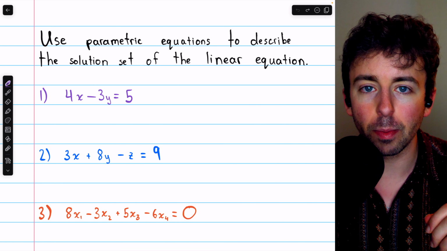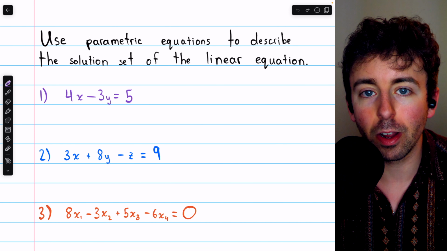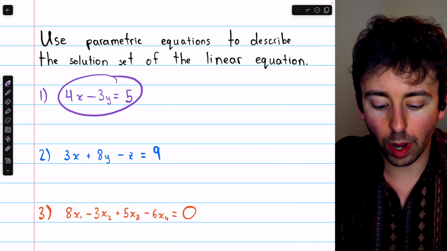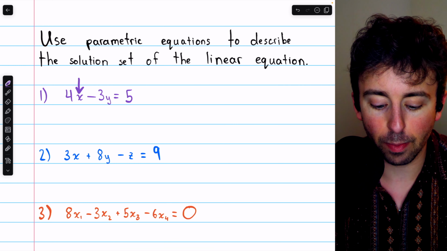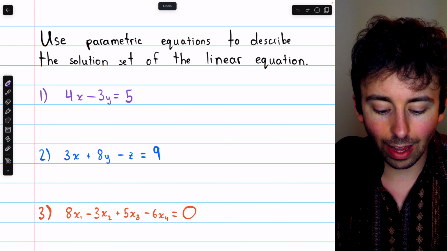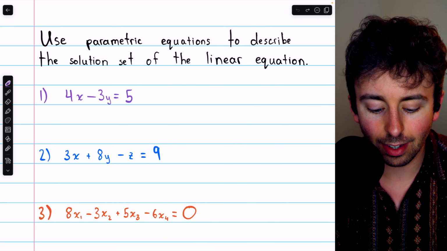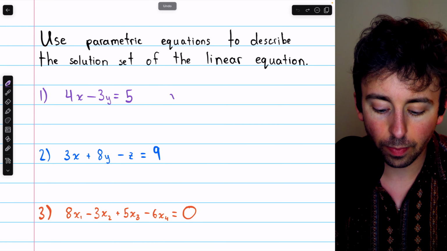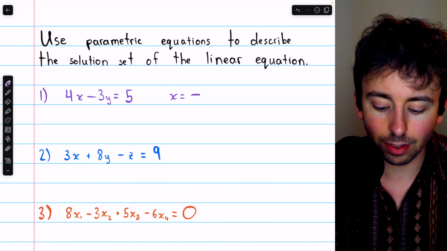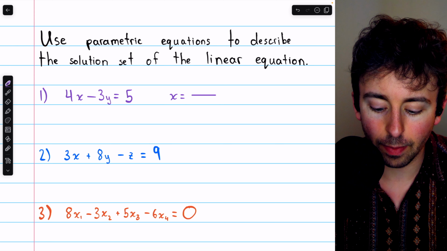The leading variable, roughly speaking, is just the variable in the front. So this first equation, we'll solve for that leading variable, x. To do that, we'll add 3y to both sides, and then divide everything by 4. So we have x equals 5 plus 3y, and then we divide everything by 4. So (5 plus 3y) divided by 4.